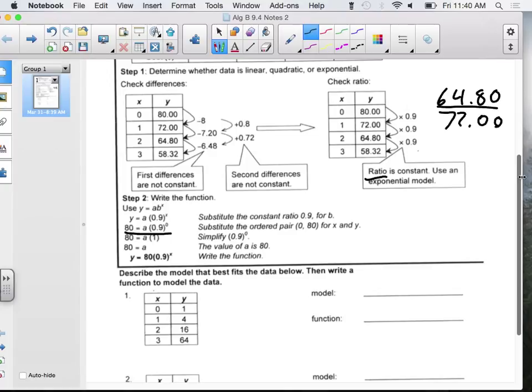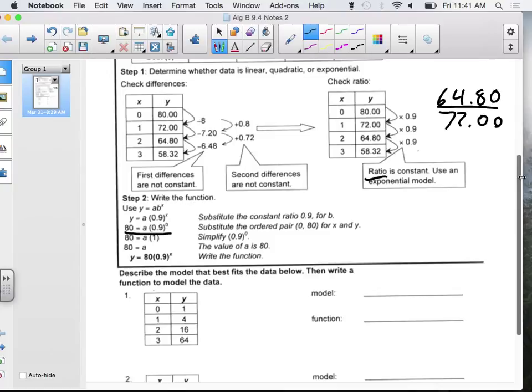So when x is equal to 0, what is the y value? Or in other words, what's that starting amount? Did the table already give that? What did the table say? When x equals 0, y equals 80. Isn't that how we always found our a when we were writing exponential functions? Yes. We would look in the table, find where x was equal to 0, find our y value and say there's our a value.